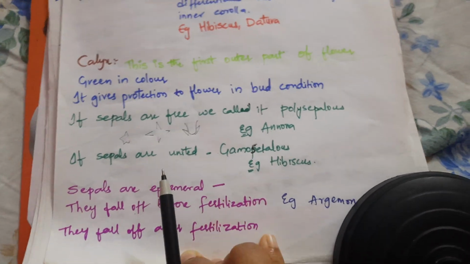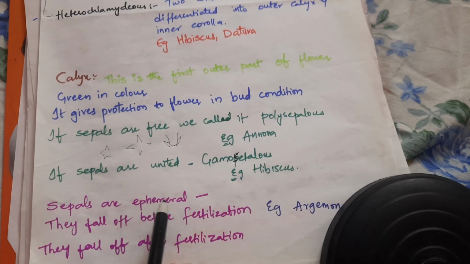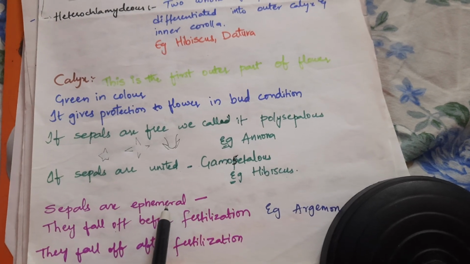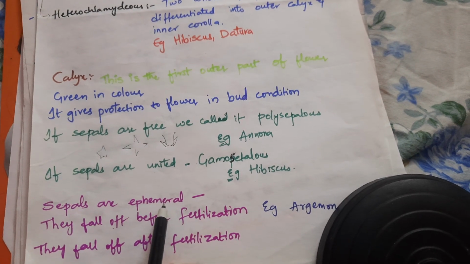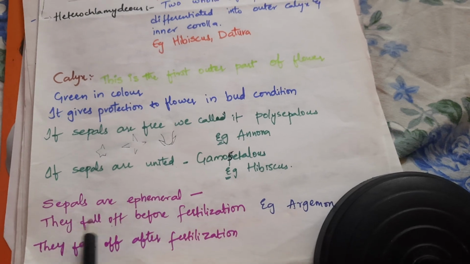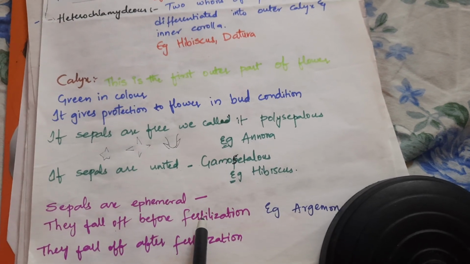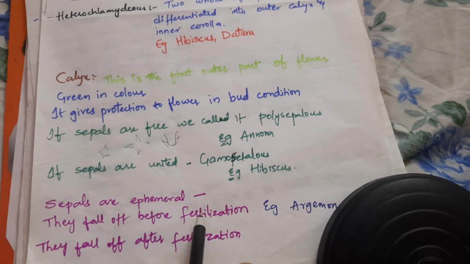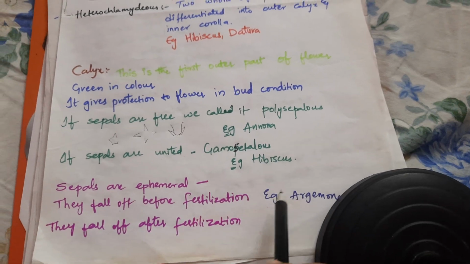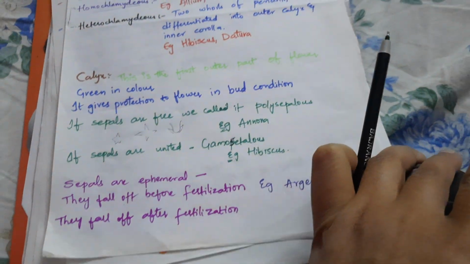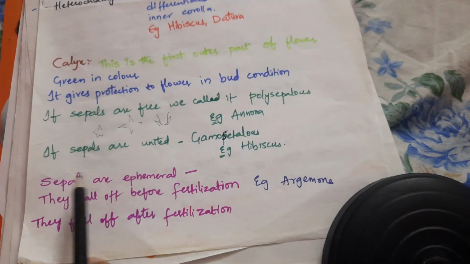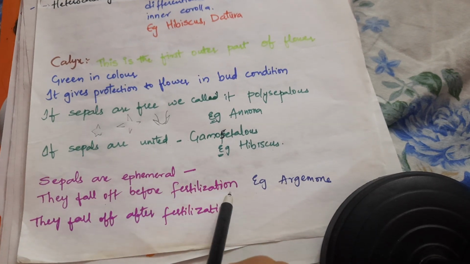And here the sepals are ephemeral. Ephemeral means they show a very short lifespan. They fall off before fertilization. An example for that is argemone. In this plant the sepals will fall off before fertilization.